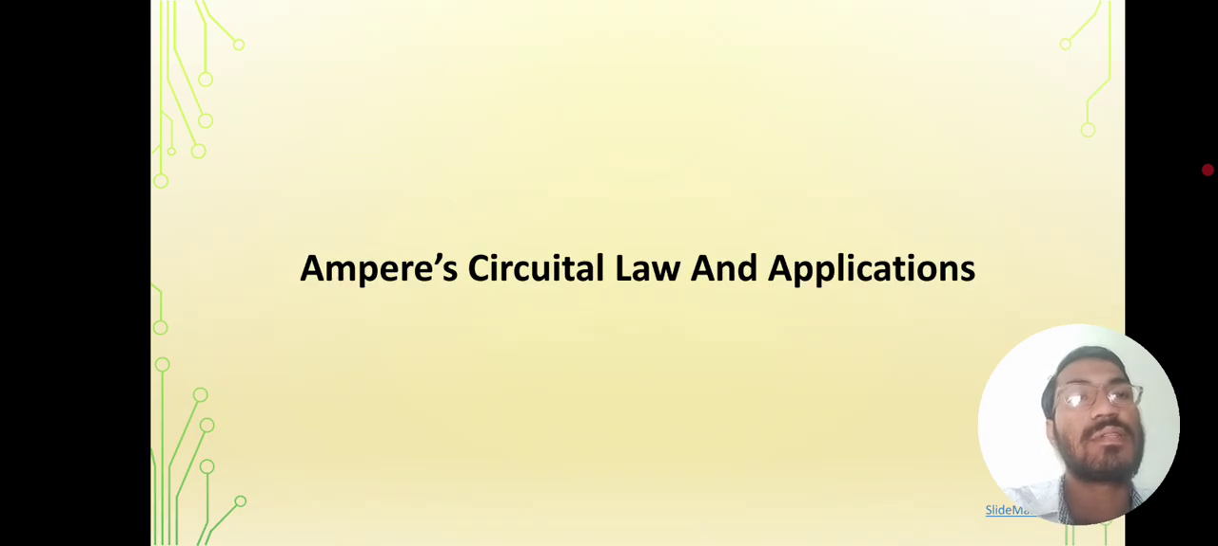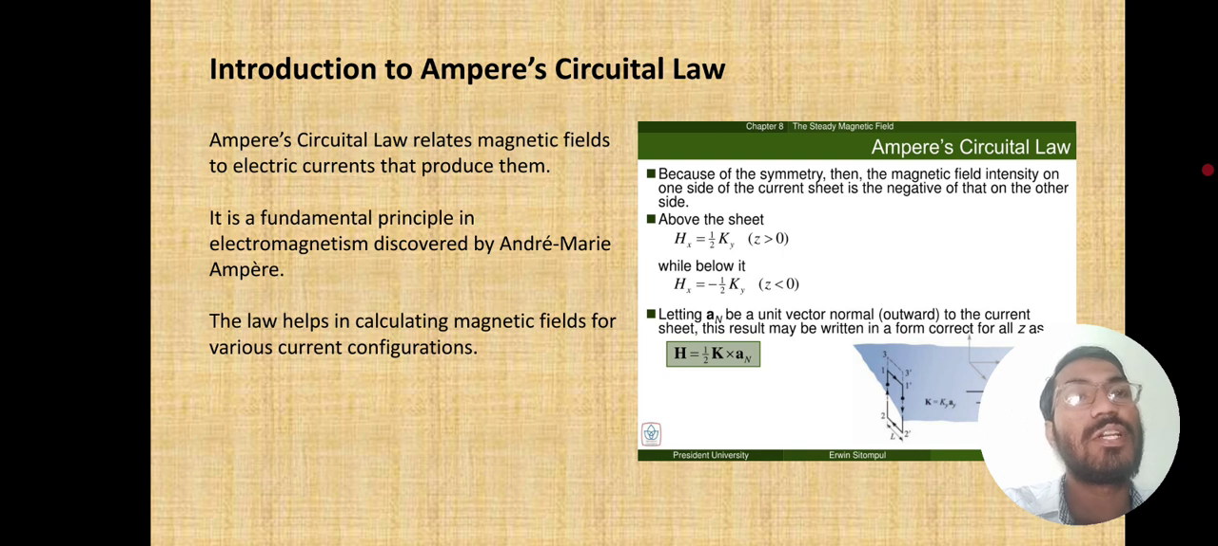Ampere's circuital law and its applications. Introduction to Ampere's circuital law. Ampere's circuital law relates the magnetic fields to the electric currents that produce them. It is a fundamental principle in electromagnetism discovered by Andre-Marie Ampere. The law helps in calculating the magnetic field for various current configurations.